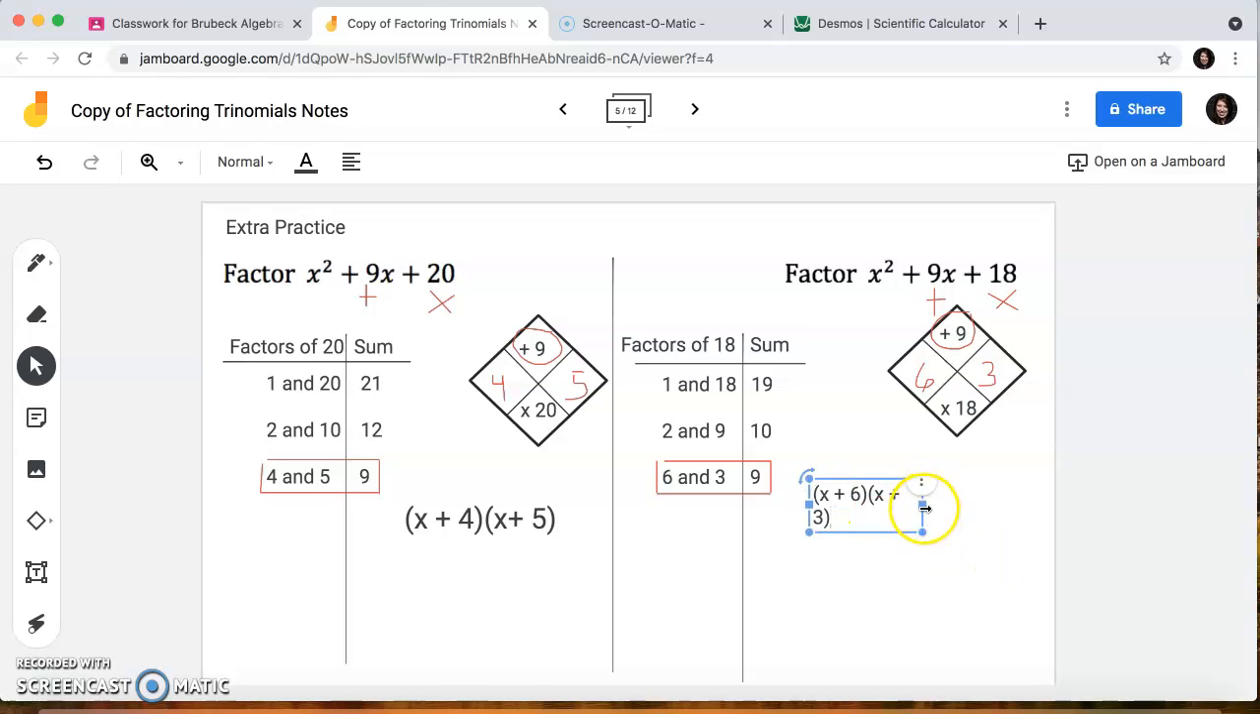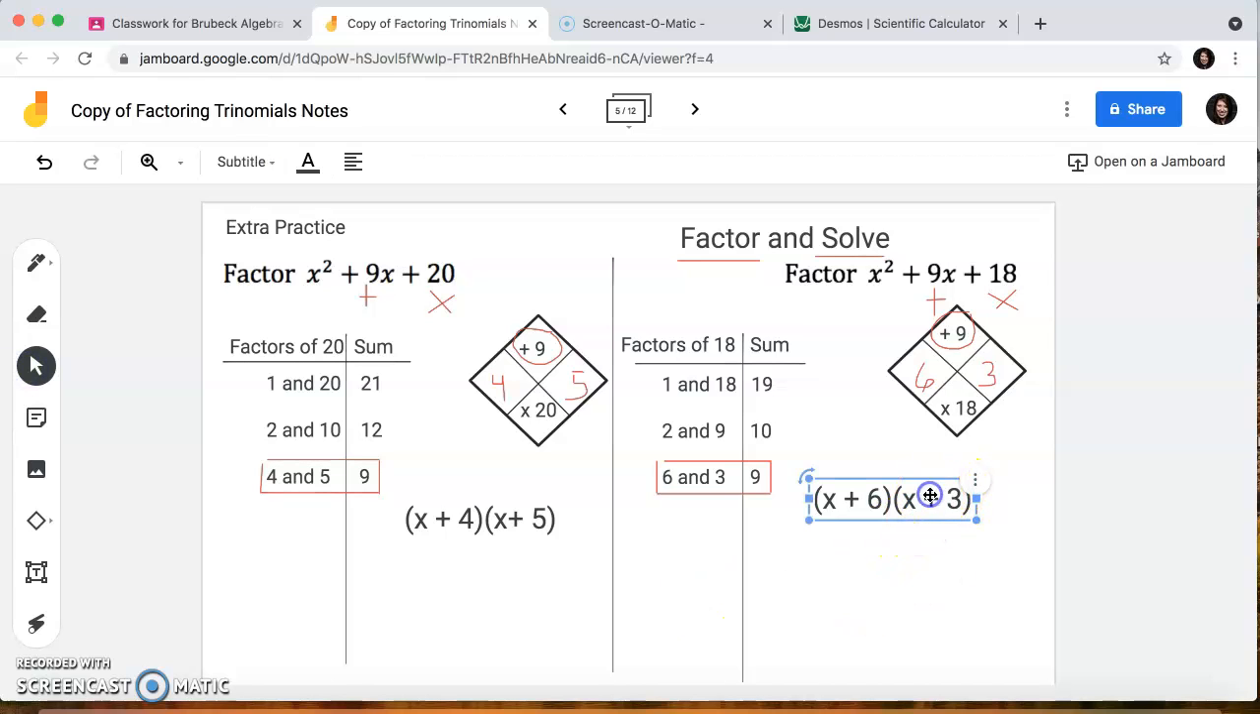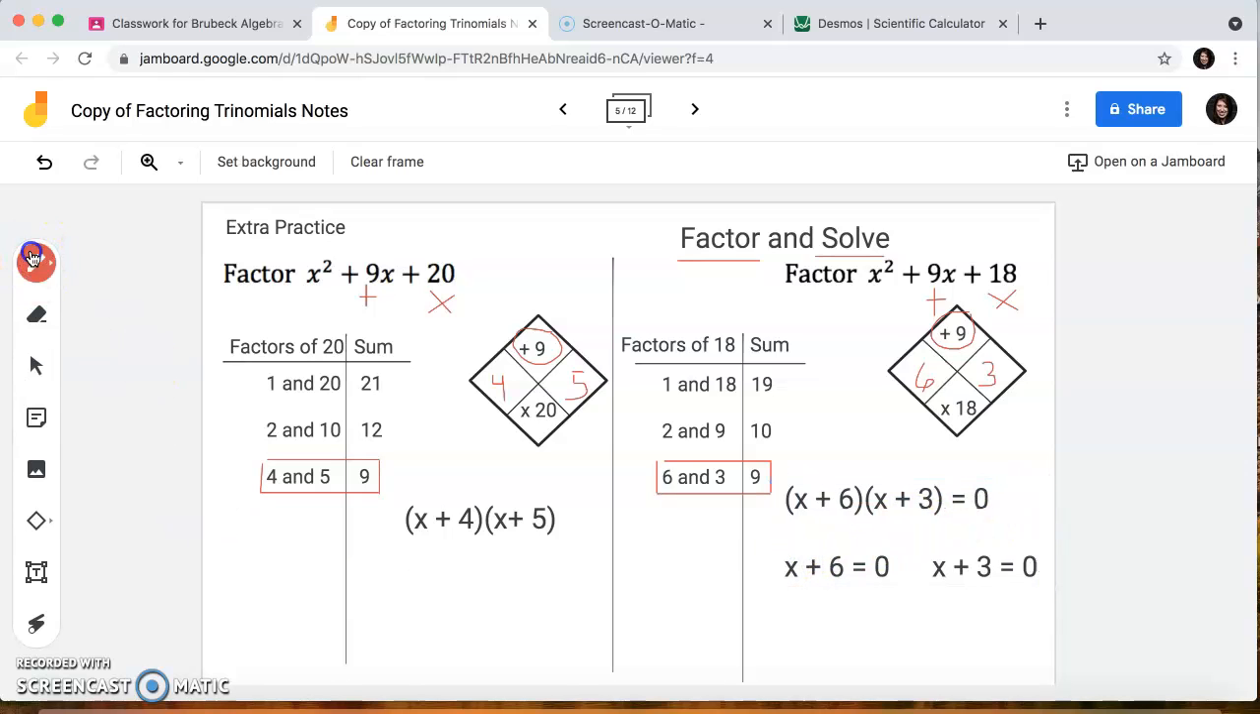Now, I want to show you something. Sometimes a problem is going to say that they want you to factor it, and maybe it'll say factor and solve. And I want to show you what that's going to look like. If a problem says factor and solve, you factor like you just did, but then we're also going to solve it for x. So what that would look like is you would set these equal to 0. And so what you'd have here is x plus 6 equals 0, and x plus 3 equals 0, and then you'd solve them each for x.